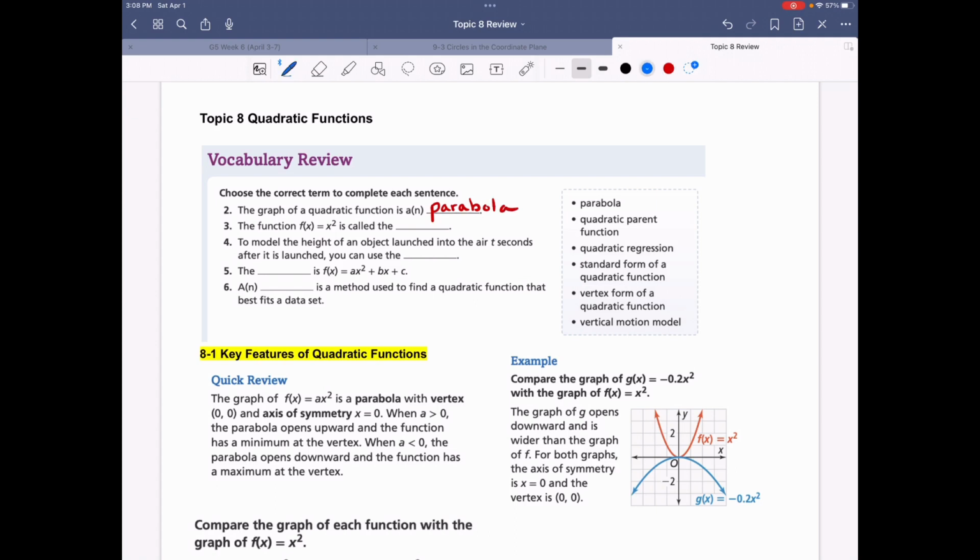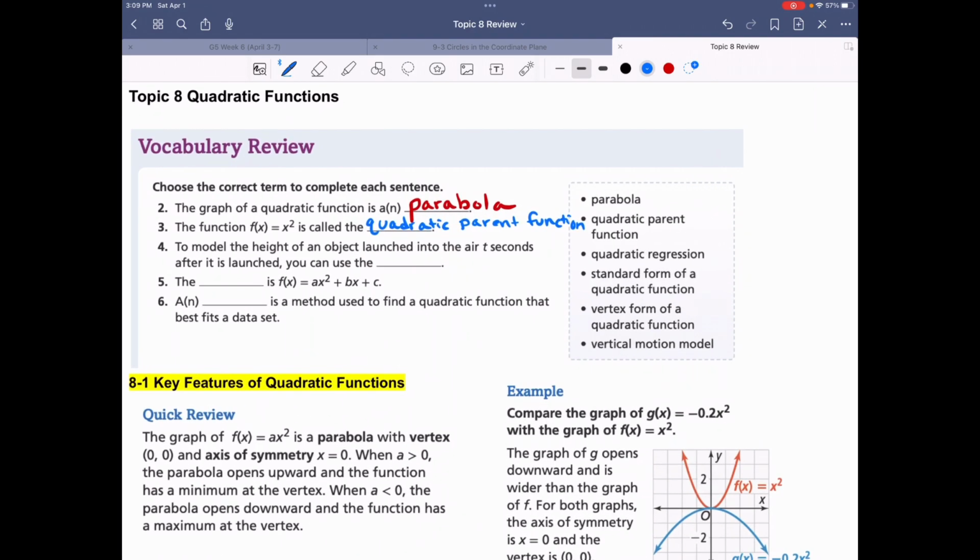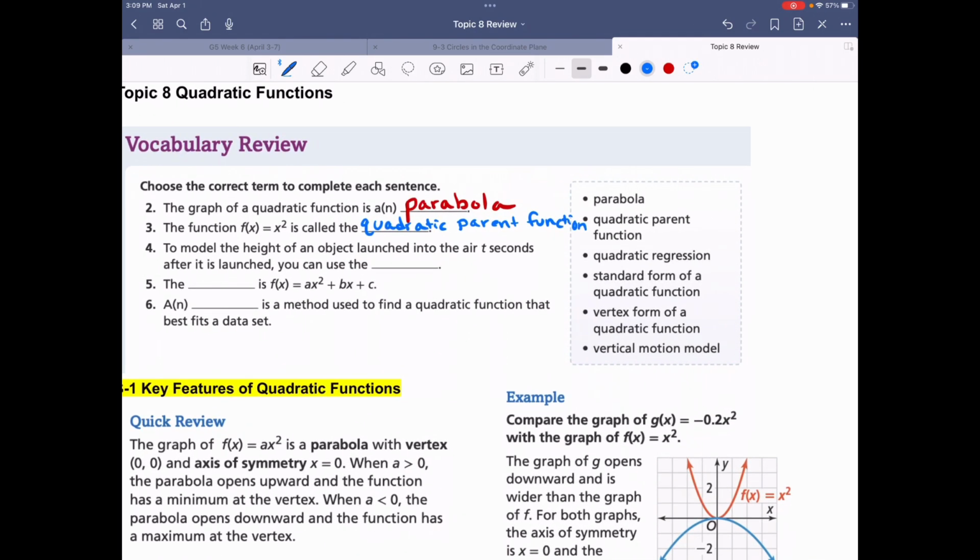The function x squared is called the quadratic parent function. To model the height of an object launched into air t seconds after it is launched, you can use the vertical motion model.